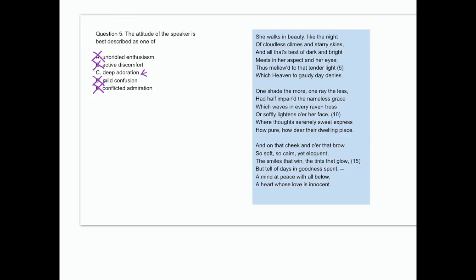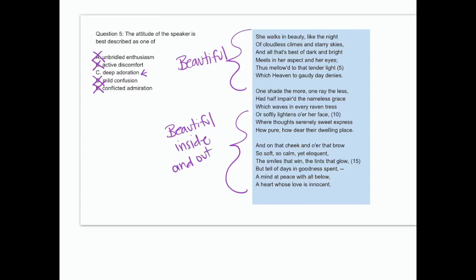C. Deep adoration. It's clear that the speaker believes that this woman is beautiful, inside and out. His descriptions of her include words like pure and dear. And if you think of the author and the speaker as the same, you could even say he thinks enough of her to write this poem in praise of her beauty. So, of the answers that we have, C, deep adoration, is certainly the best and the only supportable answer.